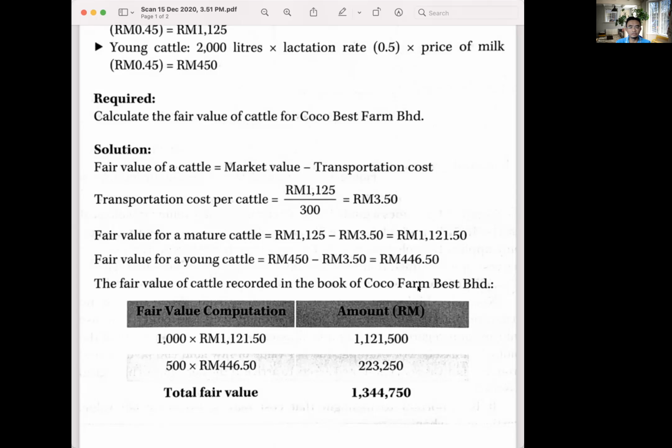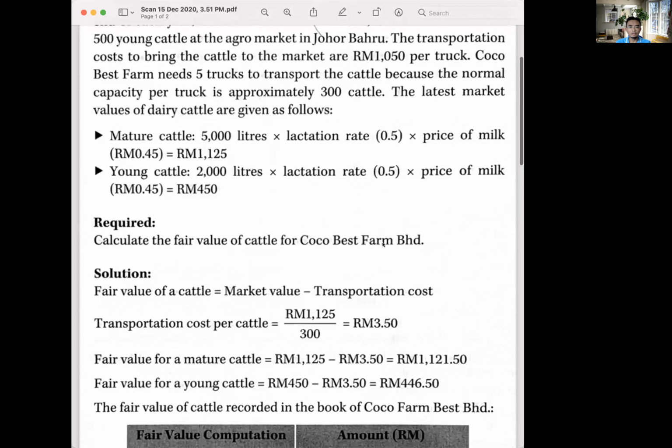Okay, so this is very straightforward lah. Ini cara untuk kira fair value for this industry saja. Kita tak tahu, jadi it is given, the calculation is given. Alright, so there is example 5.3 in terms of calculating the fair value.